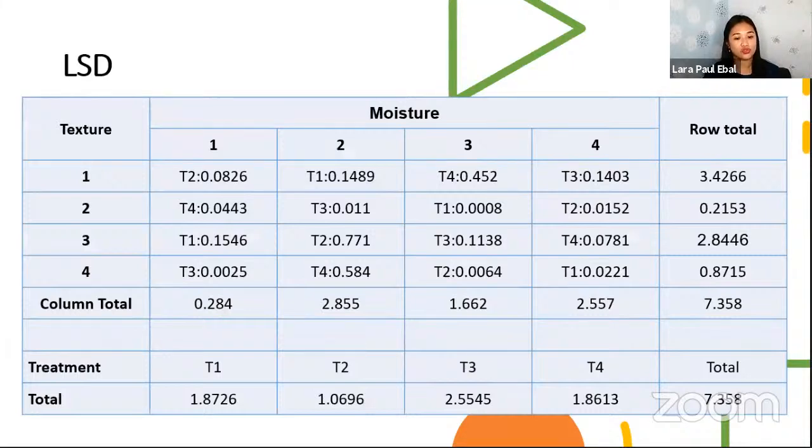Now, if we have this raw data, okay, as you can see, may blocks for moisture, kaya column factor or moisture, kaya you can see there columns 1, 2, 3, 4. Then for the texture, we have this row factor, okay, so every row, 1, 2, 3, 4. Okay, and then we have these treatments here, T1, T2, T3, T4. Parang na-summarize niya lang kung ano yung mga responses. Then we can see the row total, the column total, and then the total for each treatment.